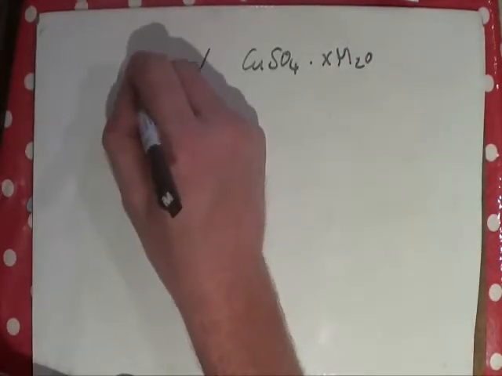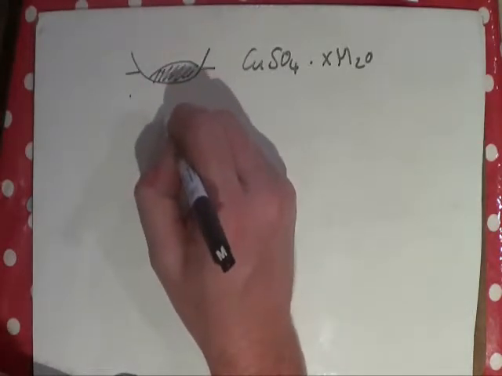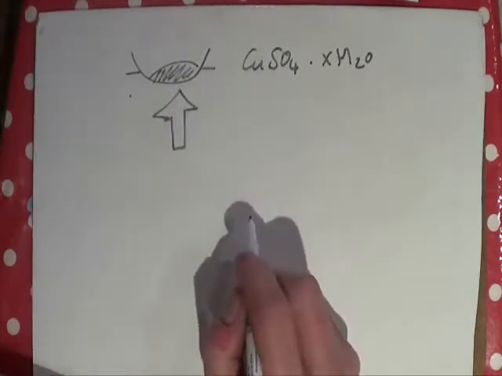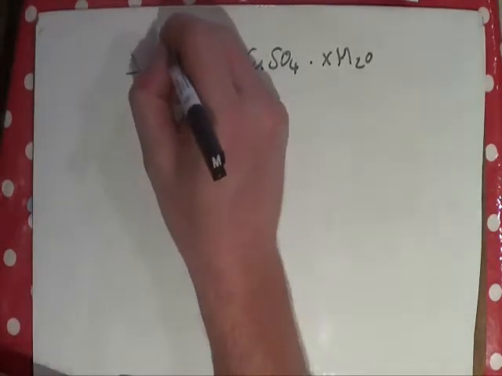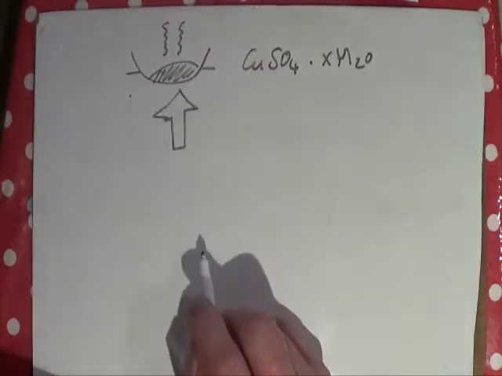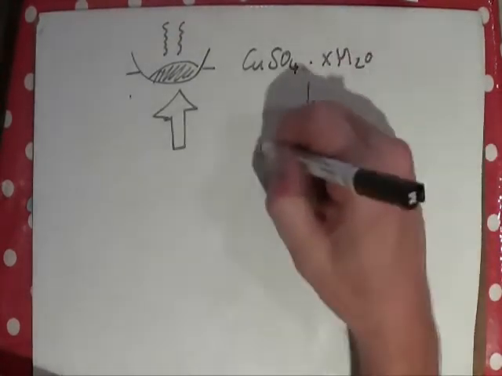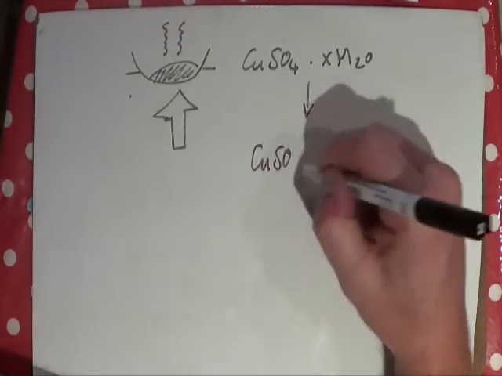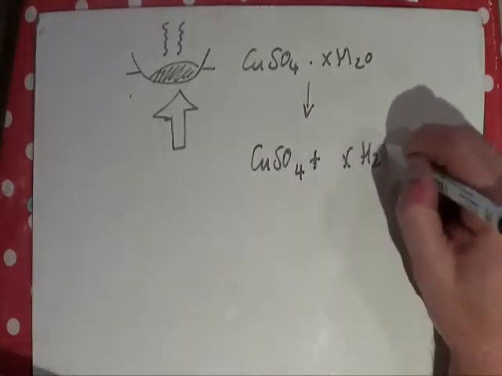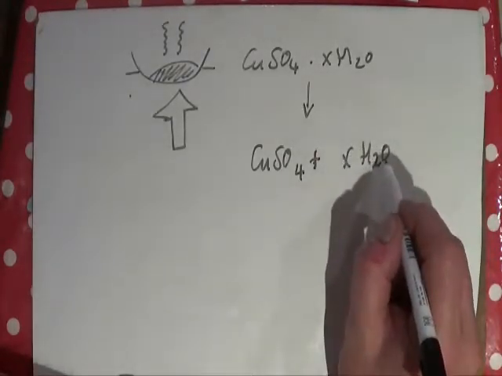So we're going to be asked to work out this. And what you do with that is you pop it into a little pipe clay triangle, and then you simply heat this really very strongly. Okay, and as you heat it, what will happen is that the water will evaporate off. And the reaction that will happen then is CuSO4 plus XH2O. So in other words, you have removed all the water.